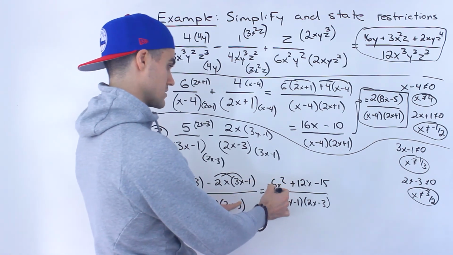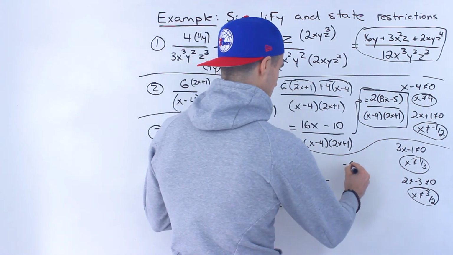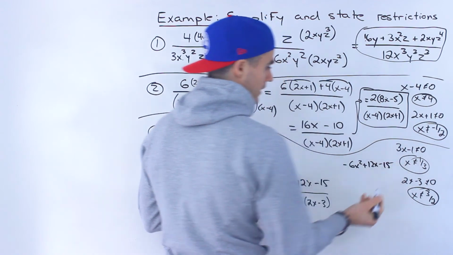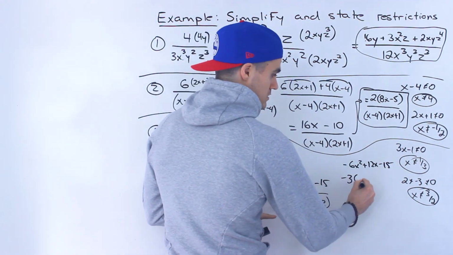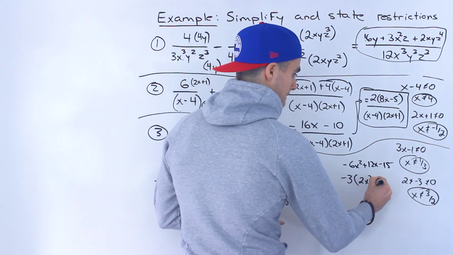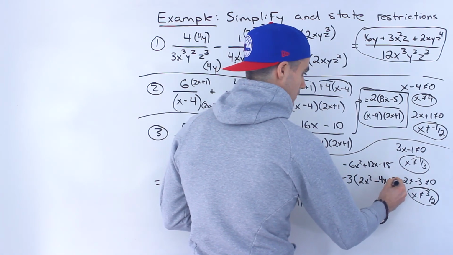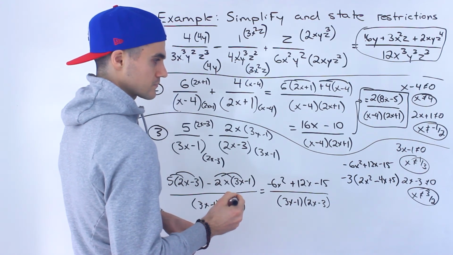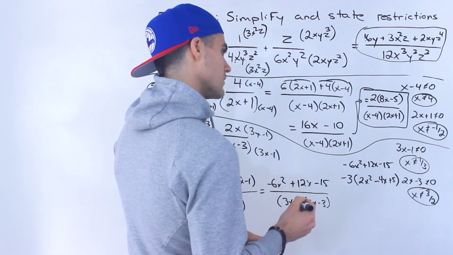We could take out a negative 3x. Let's see what this factors into, this negative 6x squared plus 12x minus 15. I'm going to do that on the side here. So notice I could take out a negative 3. So we'd be left with 2x squared minus 4x plus 5. Right? Yeah. Looks good to me.